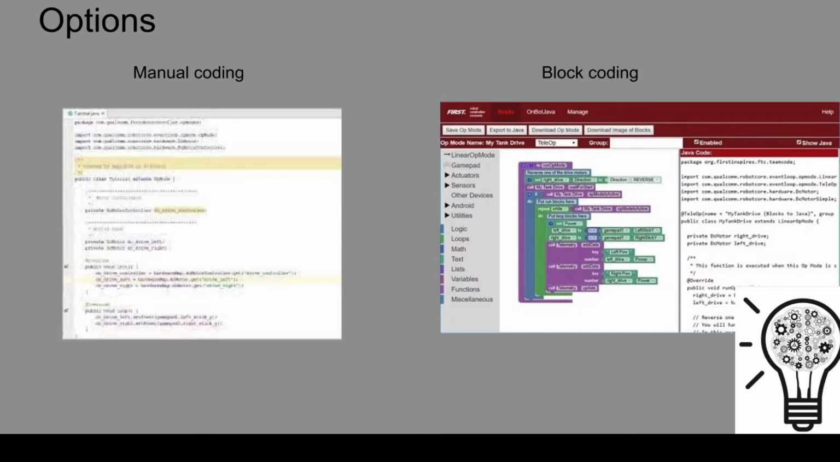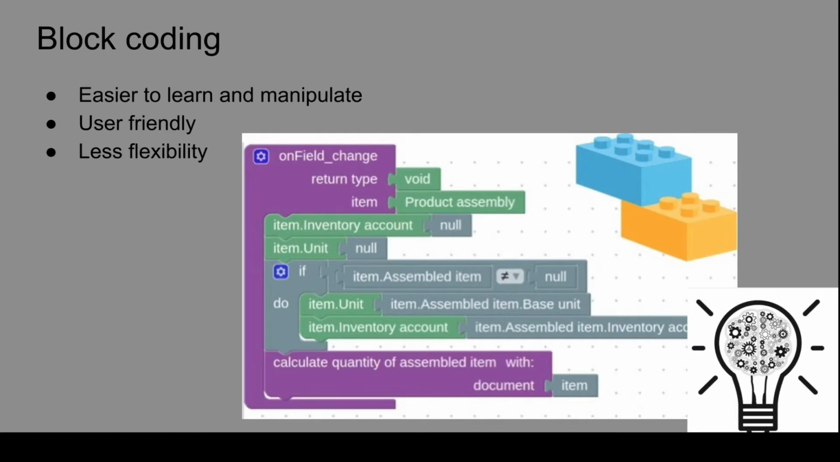There are two main options or routes that you could go down when deciding which code to use for your team. There's the manual coding option and the block coding option. Block coding has its own pros and cons. It's very easy to use and manipulate. This means that you can make solid code that works and is efficient with just the placement of a few blocks and the input of prompts where the blocks prompt you to.